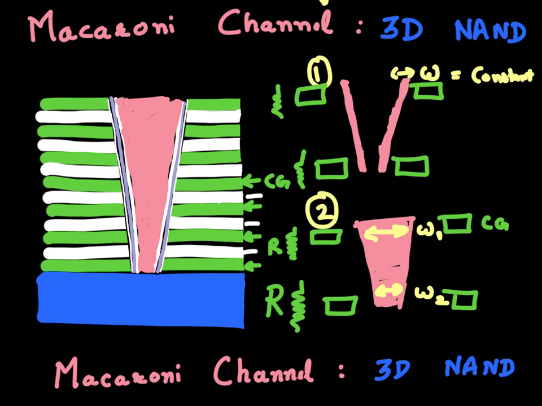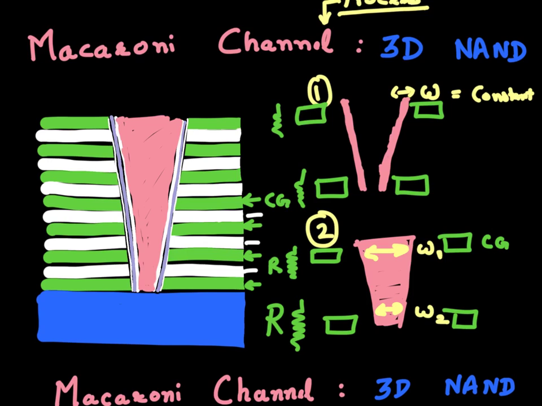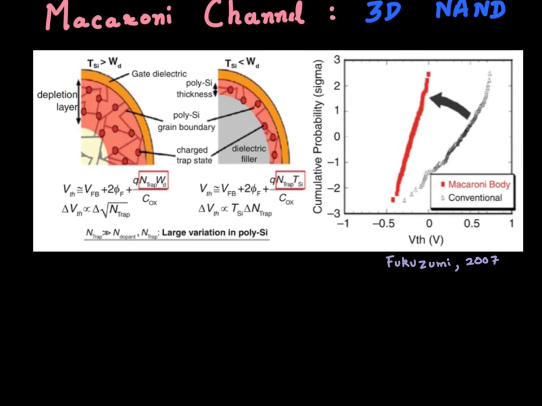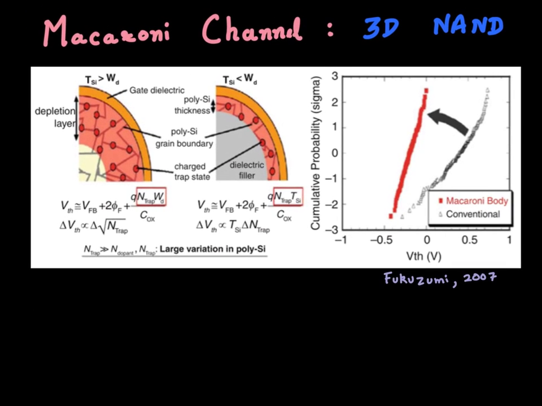Now, I said there are two arguments for doing this. I explained the process argument. The reason is that, although the device manufacturer might hate to admit this, they can't produce a channel which is perfectly vertically etched, and hence the Macaroni channel design is preferred. There is also a strong argument on the device side. So let me explain why you prefer the Macaroni design even from a device design perspective.